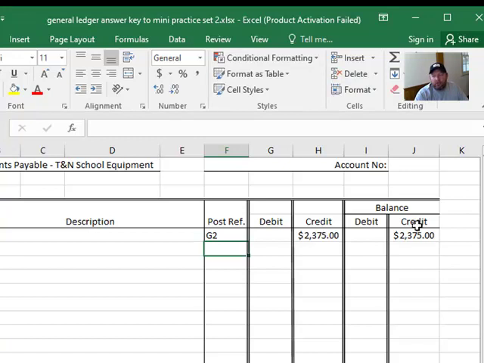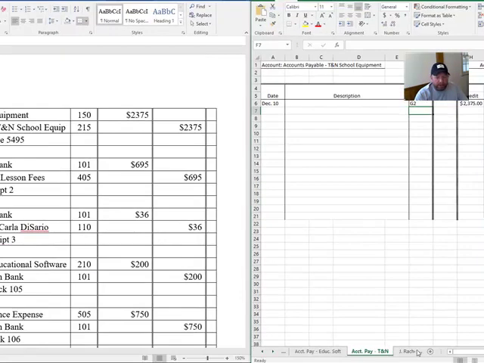Normal balance side for a liability is the credit side. It's my only account for the T&N school equipment account. So I have a balance of $2,375 for T&N school equipment.